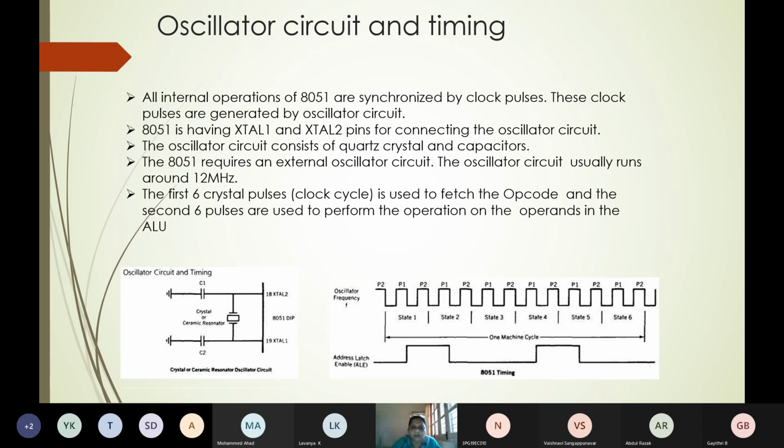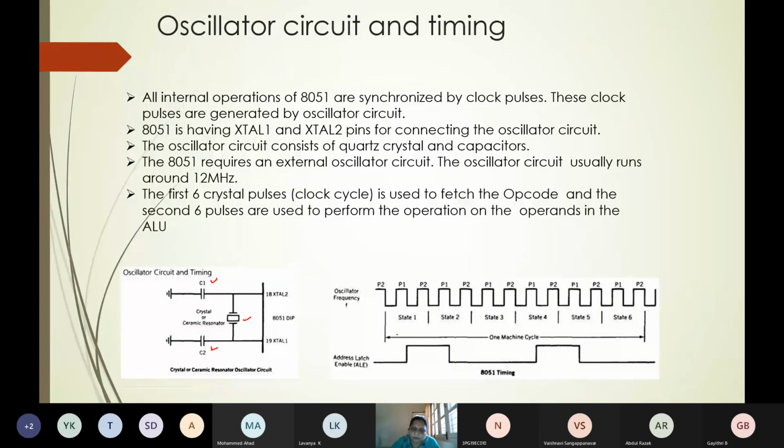The oscillator circuit consists of a crystal oscillator and capacitors. The crystal oscillator and the capacitors are connected between XTAL1 and XTAL2, so that the 8051 operations are synchronized with the clock. The clock for the 8051 that we are using is around 12 megahertz. This is the crystal frequency, as shown.